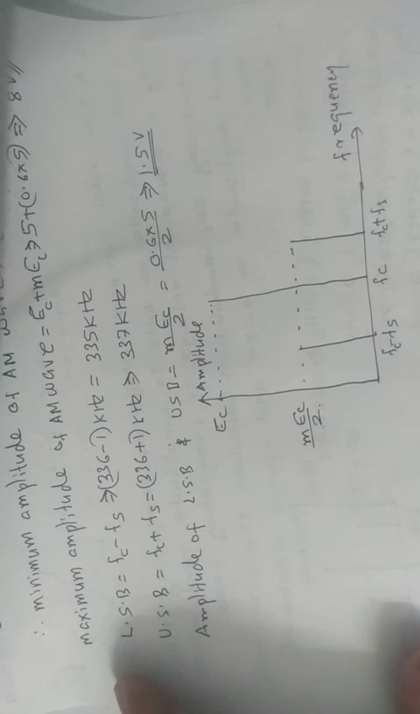Fc minus Fs, Fc plus Fs. Frequency, amplitude. This portion represents amplitude of Ec, and this represents M Ec divided by 2.